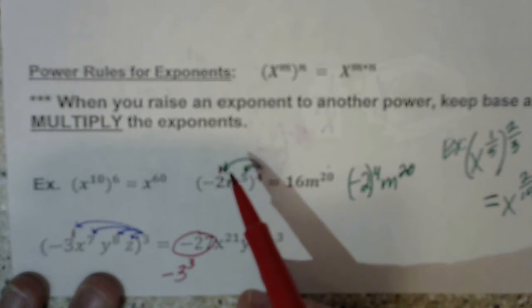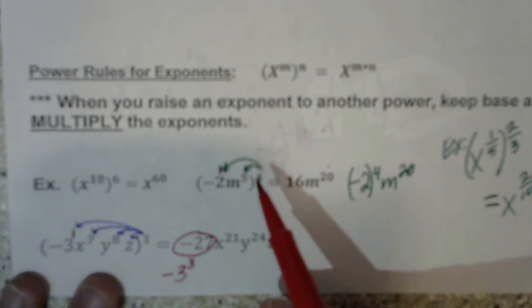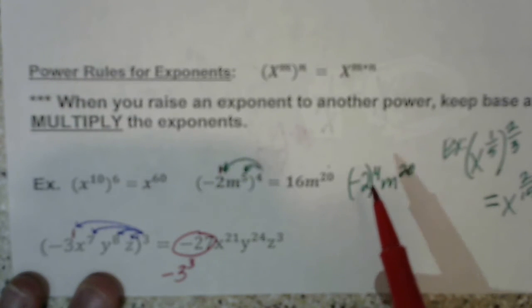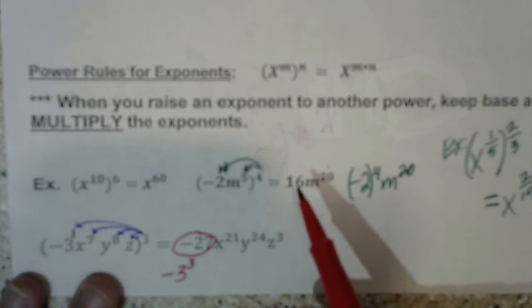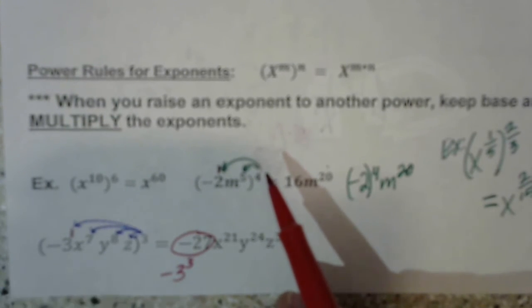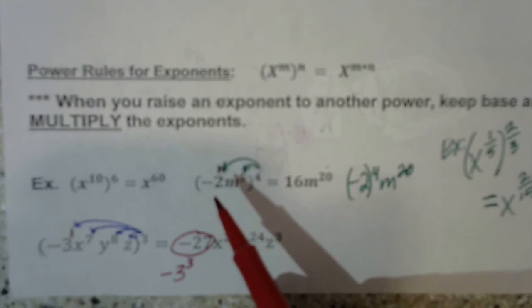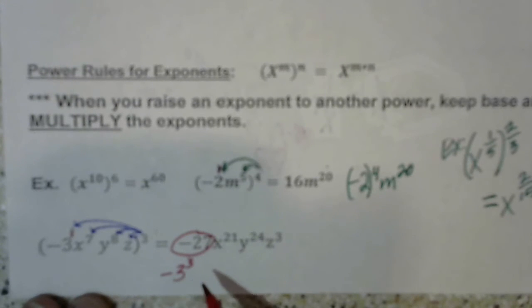There's an imaginary 1 there, negative 2 to the first power. So 1 times 4 is 4. So really I have negative 2 to the 4th power now, and negative 2 to the 4th power is 16. So you have to apply these exponents that are on the outside of parentheses to the coefficient also. It's the biggest mistake I see. You can see another example down here. Same thing. This 3 had to be distributed to the coefficient as well. Negative 3 to the 3rd power is negative 27.